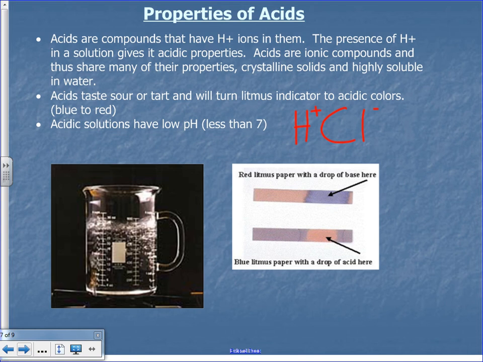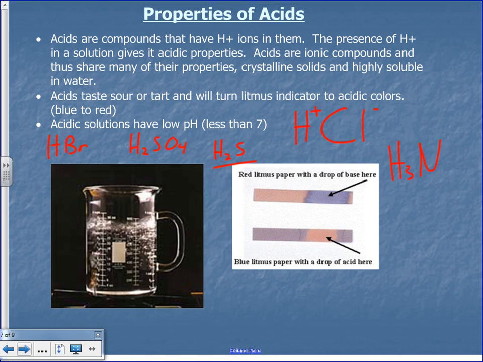All right, so let me give you some examples here. HCl is hydrochloric acid. We could have HBr, hydrobromic acid. We could have H2SO4, sulfuric acid. H2S, that's something that we hear a lot about in Alberta because it's a gas associated with oil field and gas operations. This one's really bad.